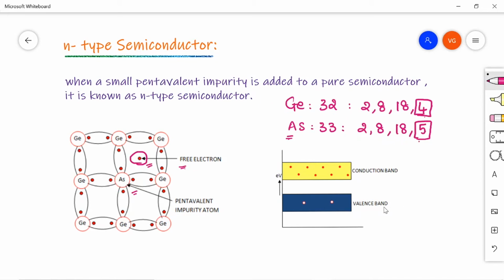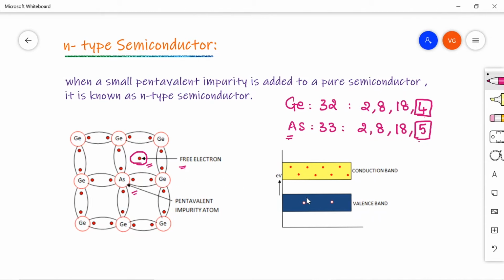Coming to the energy band description of this N-type semiconductor. The addition of a pentavalent impurity has produced a number of free electrons. So the free electrons will be in the conduction band here. The four valence electrons of the pentavalent atom form the 4 covalent bonds with the neighboring germanium atoms here. But 1 electron is left over, that is the free electron that lies in the conduction band here. So more new free electrons are produced because of the addition of the pentavalent impurity.